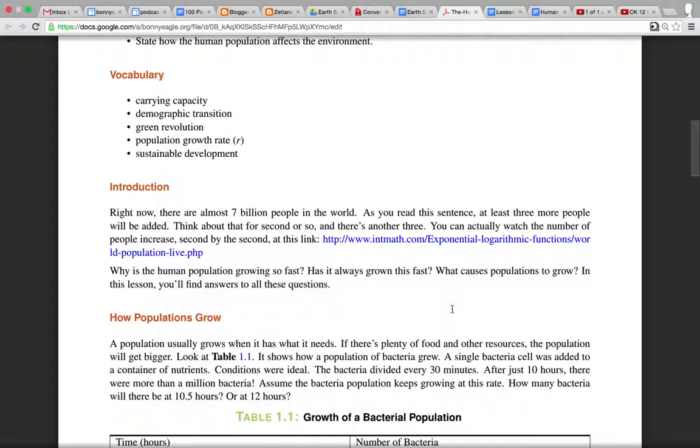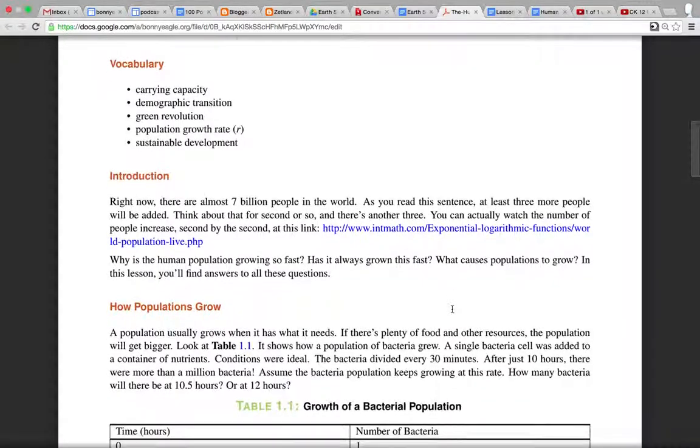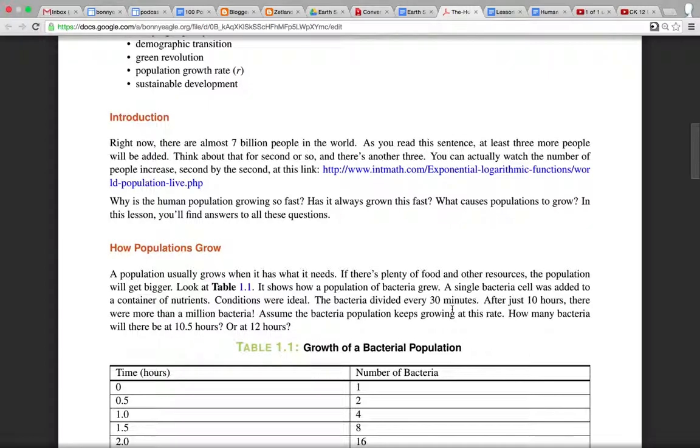Why is the human population growing so fast? Has it always grown this fast? What causes population to grow? In this lesson, you'll find out the answers to these questions. Who wants to read first? A population usually grows when it has what it needs. If there is plenty of food and other resources, the population will get bigger.